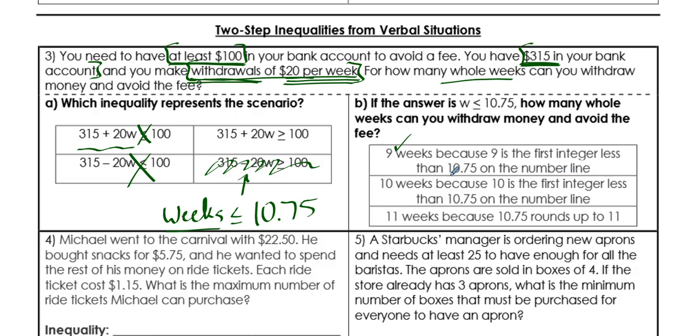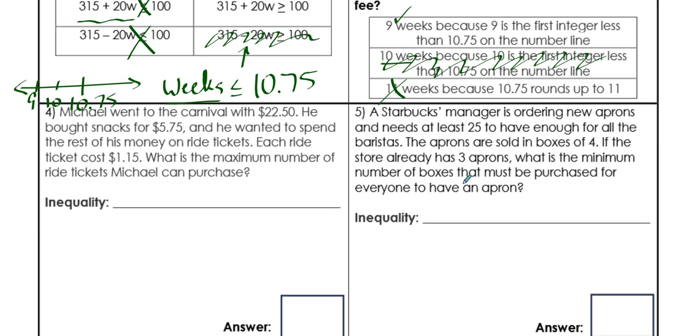9 weeks is less than 10.75, but it's not the first integer less than 10.75. 10.75 would be there. 10 would be the next number. 9 would be after that. So 10, because that's truly the first integer less than 10.75 on the number line. 11 is too big. Yes, it does round up to 11, but that's too big.